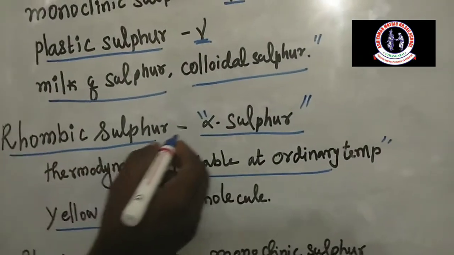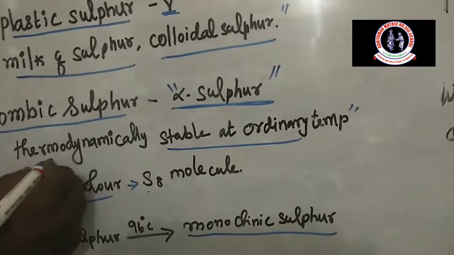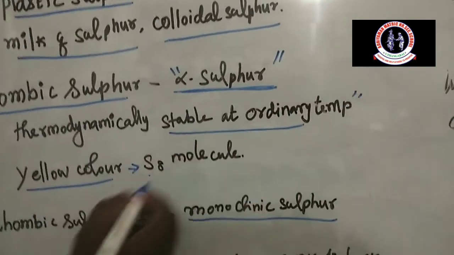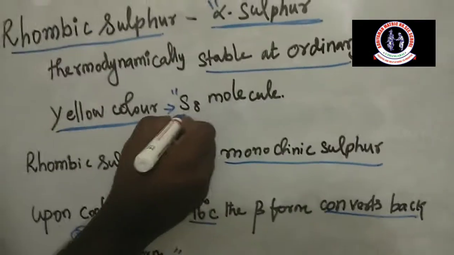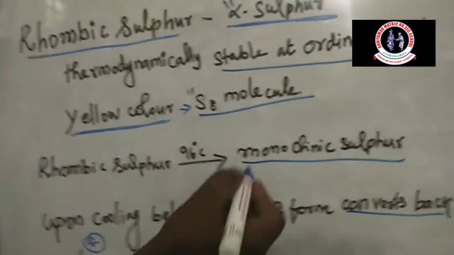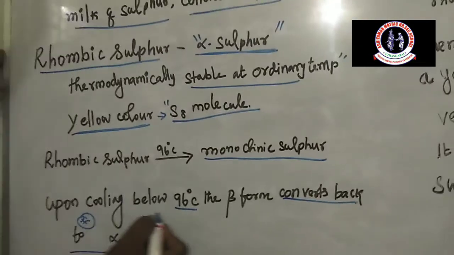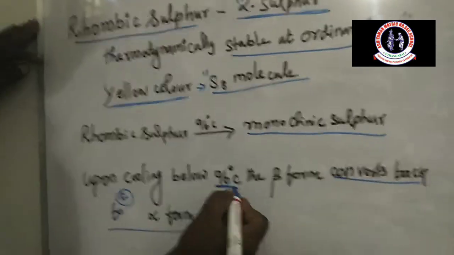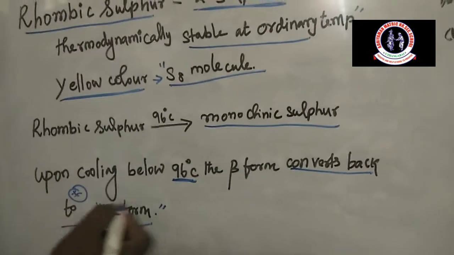Rhombic sulfur is also known as alpha sulfur. It is thermodynamically stable at ordinary temperature and is yellow in color. It exists as S8 molecules. The rhombic sulfur is interconvertible at 96 degrees Celsius to monoclinic sulfur. Upon cooling below 96 degrees Celsius, the beta form converts back to the alpha form.